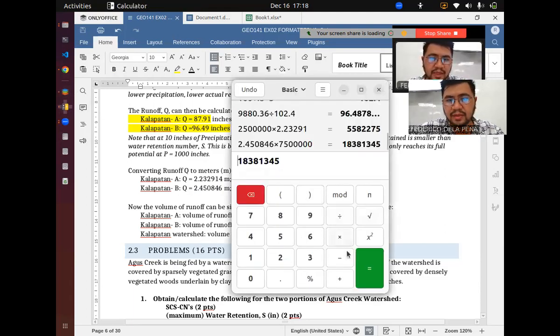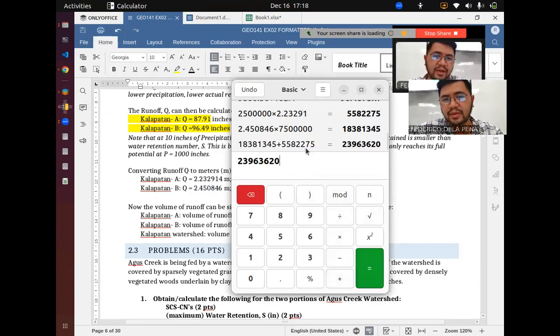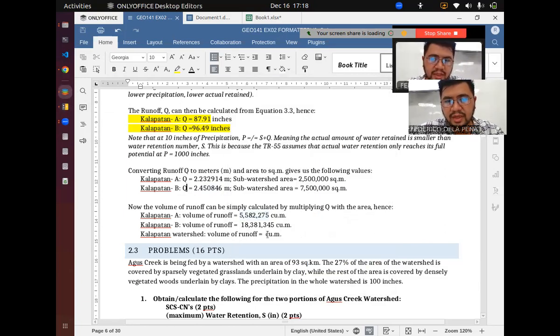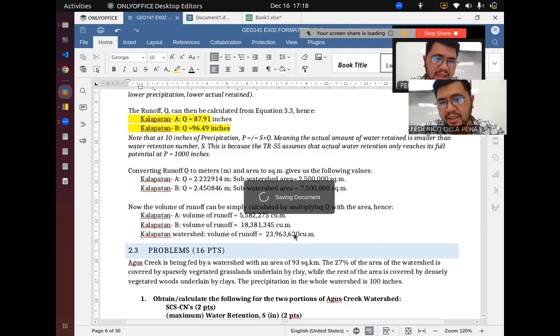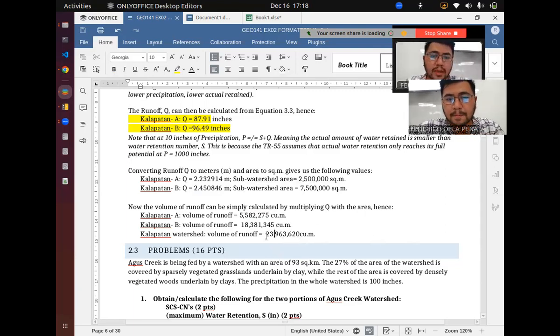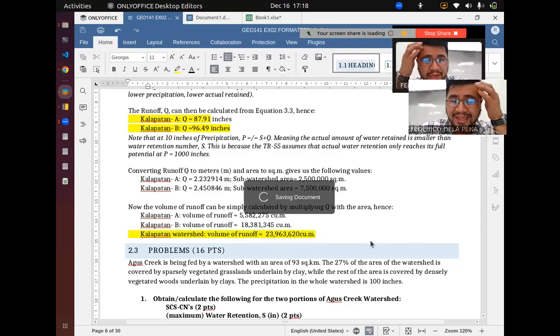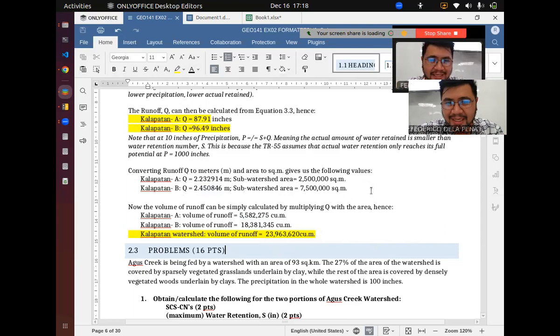So this one, 18 million plus, sorry, 18 million plus 5.5 million, you will get 23,963,620 cubic meters of runoff. Right, that is our final answer for this tutorial. Thank you for bearing with the corrections.